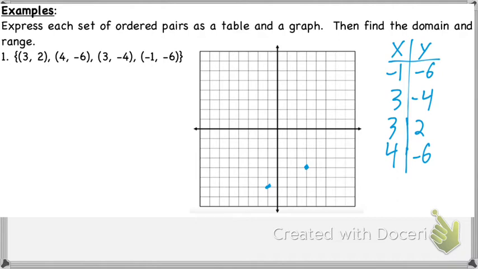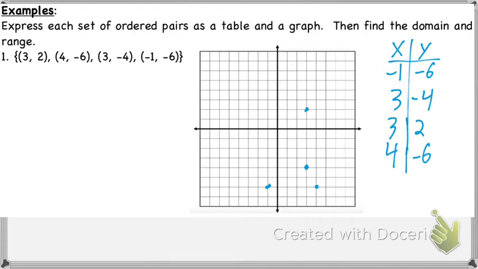Reagan, help me with 3, 2. Right 3, up 2. Nailed it. All right, Aiden, help me with 4, -6. Where do I graph that? Go right 4, down 6. Nailed it.